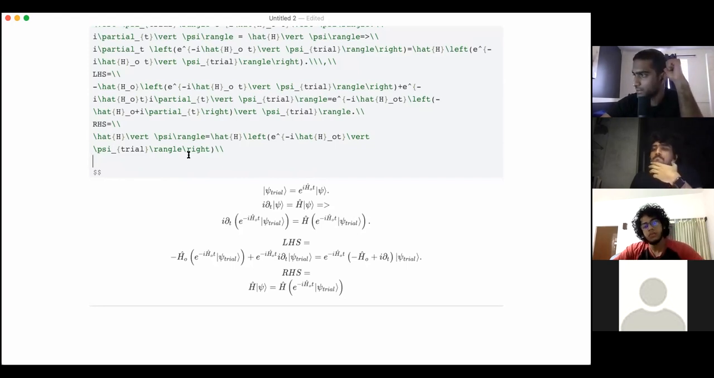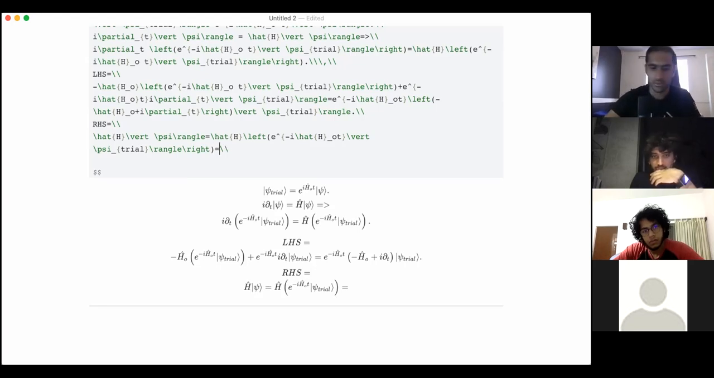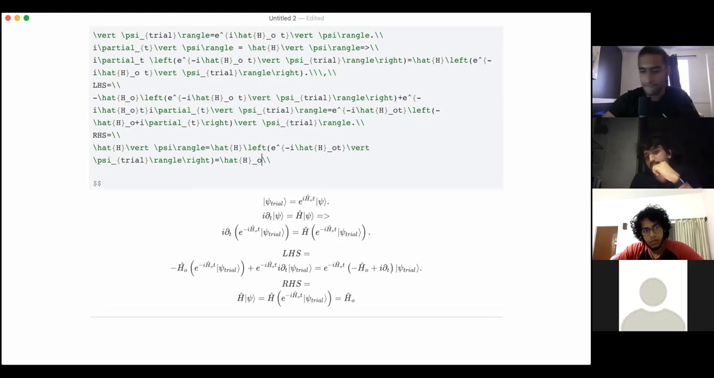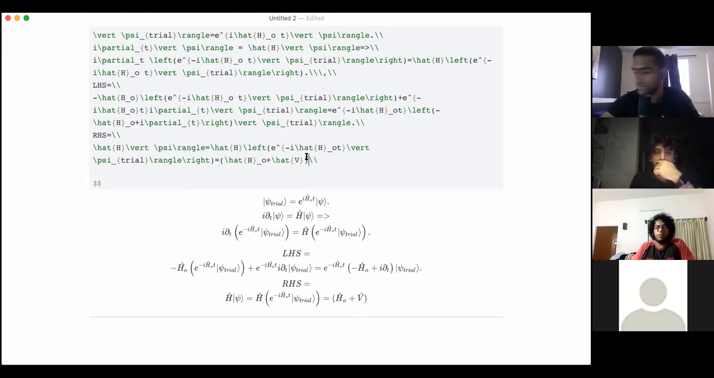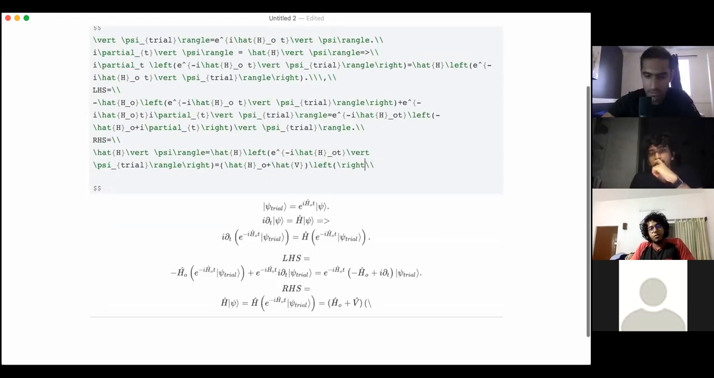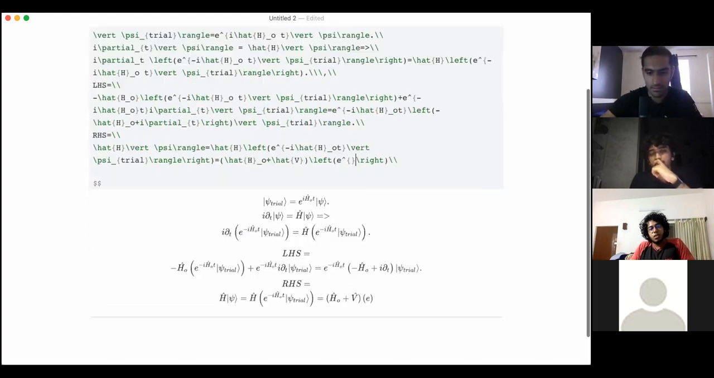Clearly, one term just passes straight through, if you think about it. Right, because we know how H is given as a split between H naught plus V.